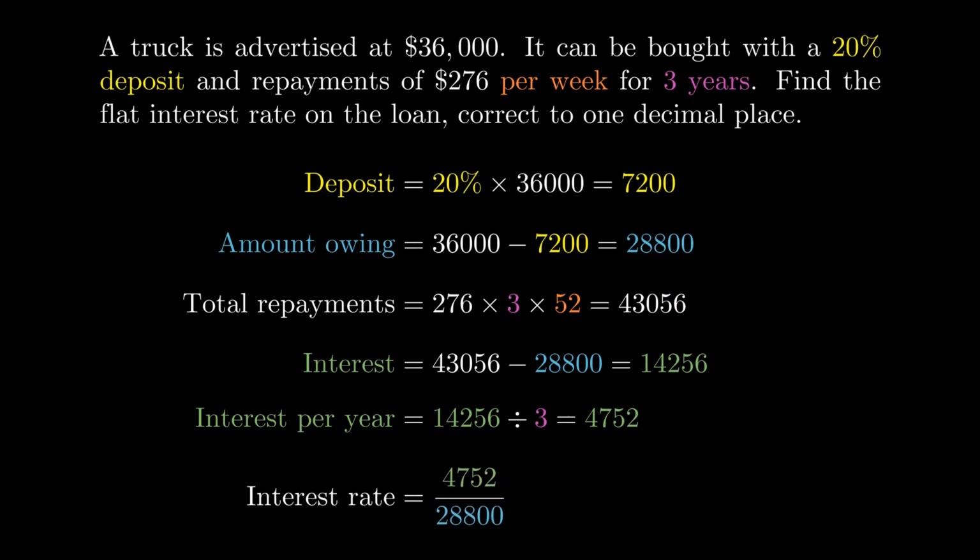So finally, we can turn this into an interest rate again by comparing it with that initial amount owing like this. We get 0.165 from doing that, which is just 16.5%.